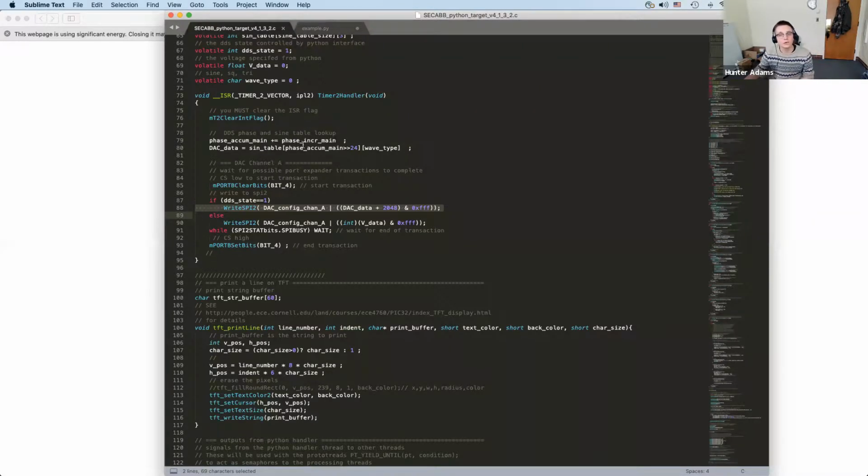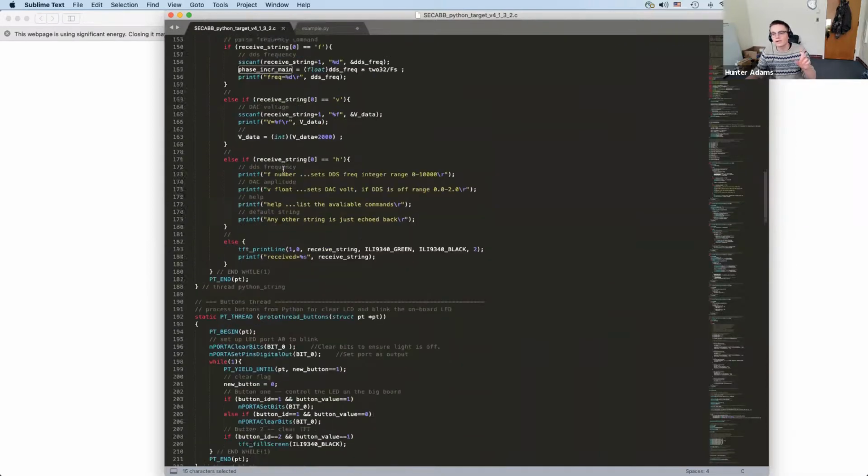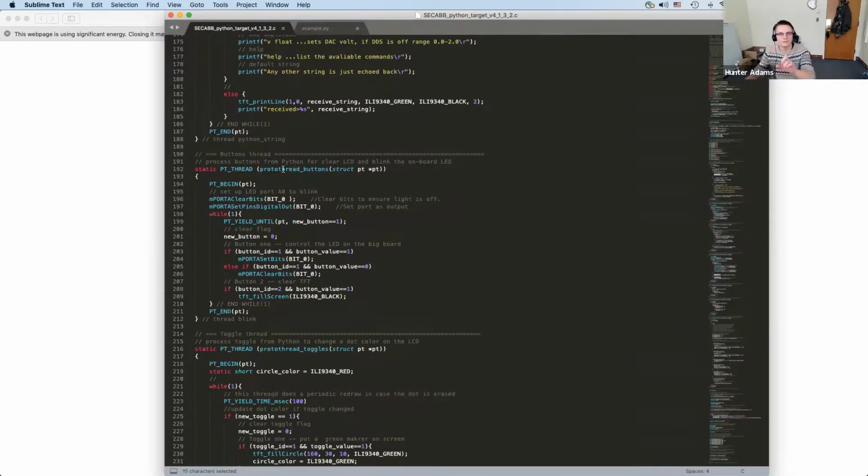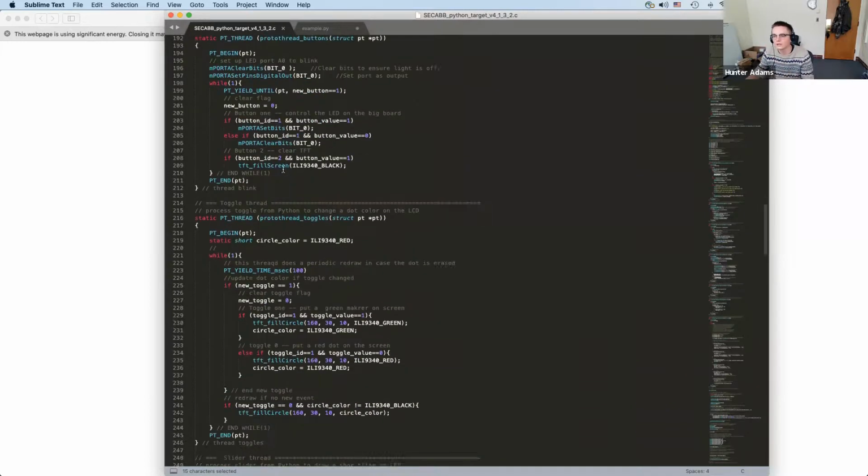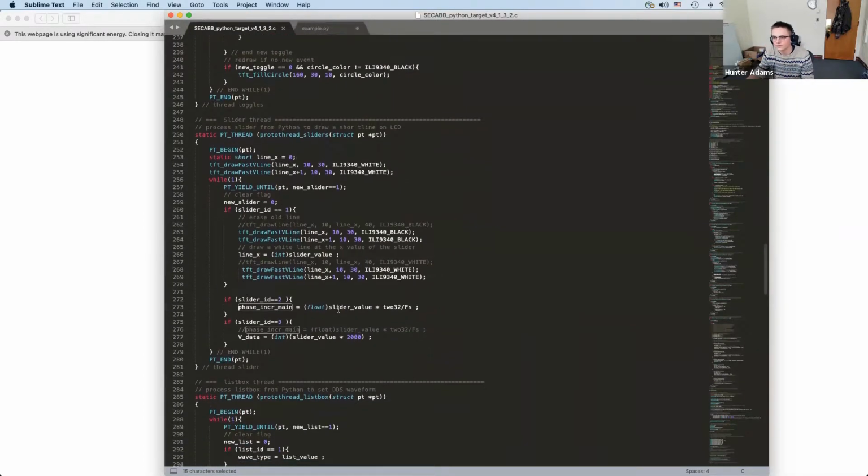So the degree of freedom here, once you've set this up, the degree of freedom that you manipulate in order to produce different frequencies is this phase increment. In the example code, this phase increment is manipulated in the slider thread, because you'll remember in the example code, you can slide that slider and produce different frequencies. So if we take a look at the slider thread, you can see here that we are setting the value of that increment to the slider value, which is the desired output frequency, times 2 to the 32 over the audio sample frequency.